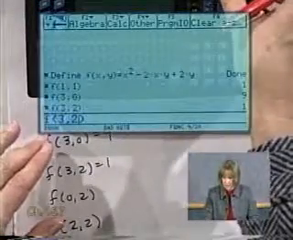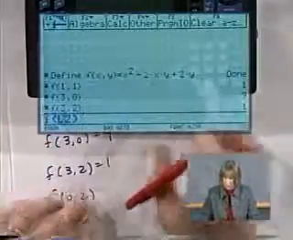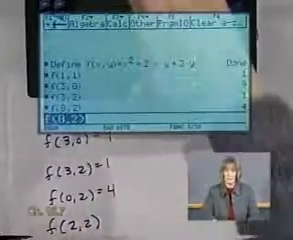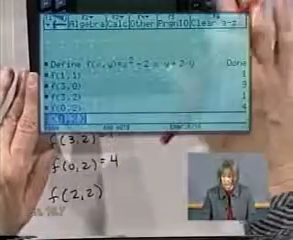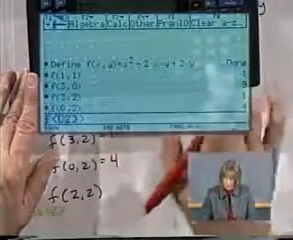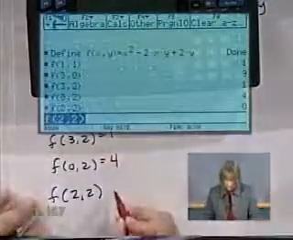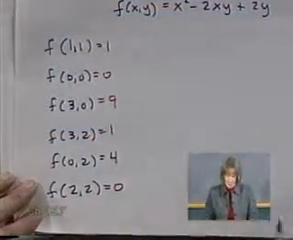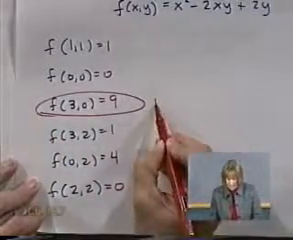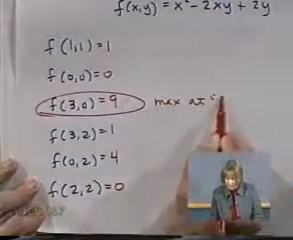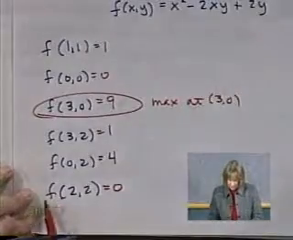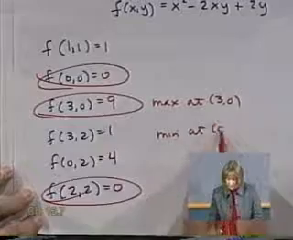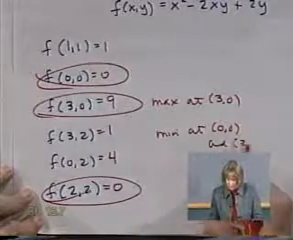Well, let's see. Backspace, I can put a 0 in here. f of 0, 2 is 4. And how about f of 2, 2? f of 2, 2 is 0. So coming back, putting the calculator away, and looking at all my functions, this one is the highest value, so I have a max at 3, 0. And this one and this one are the lowest, so I have a min at 0, 0 and 2, 2.